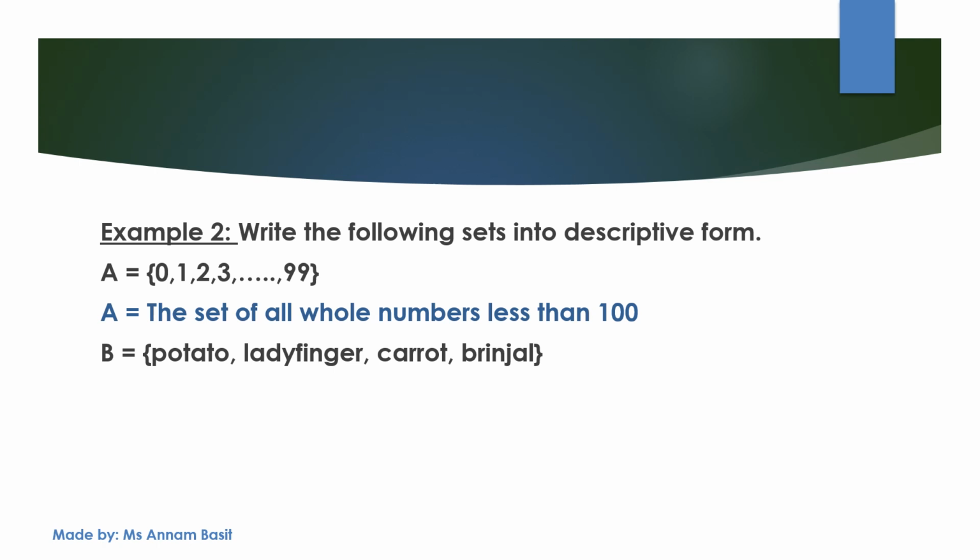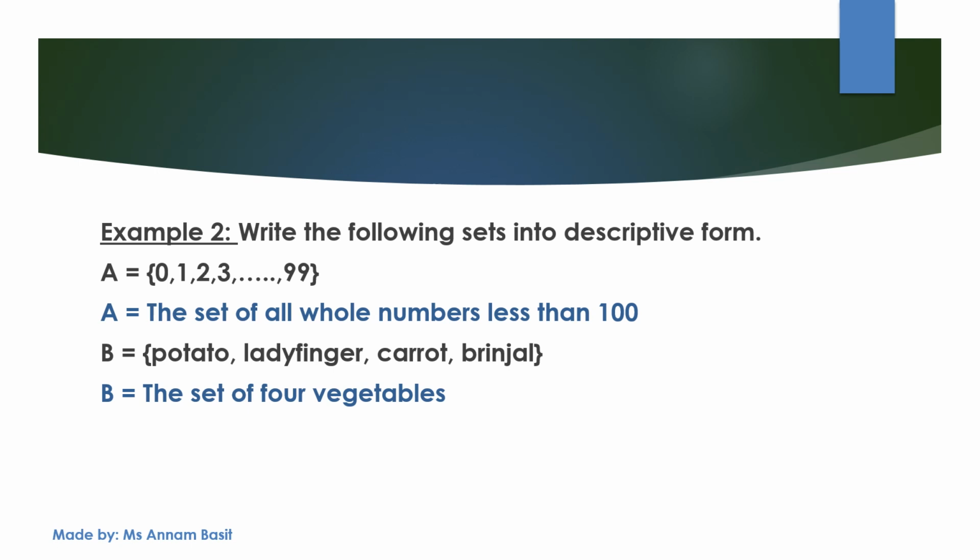Okay, so now look at another set, which is B is equal to potato, ladyfinger, carrot, and brinjal. We know that these are the names of vegetables, so we can write the set B in the descriptive form as V is equal to the set of 4 vegetables, right?